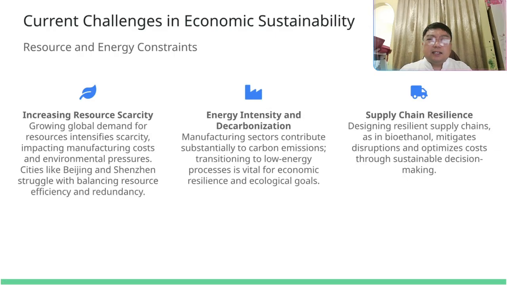Increasing resource scarcity, which was discussed already, means the growing global demand for resources intensifies scarcity. Then decarbonization and supply chain resilience: designing a resilient supply chain, such as with bioethanol, mitigates disruption and optimizes cost through sustainable decision making. So we're talking about using bioethanol, bio products and everything.